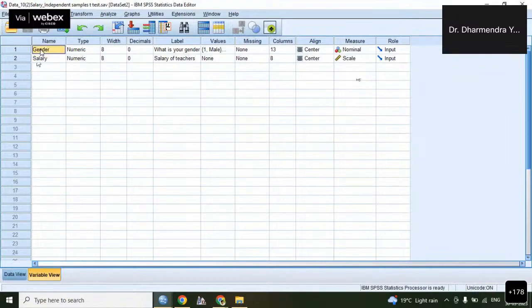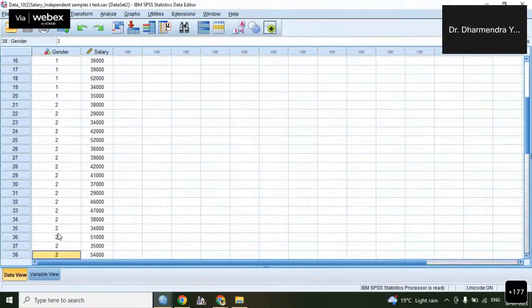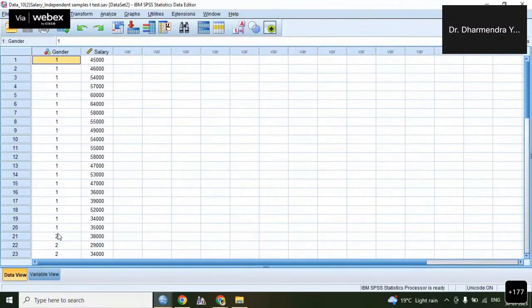Gender, we have two groups, male and females, and we want to test whether the average salary of both groups is the same or not. Then we have data. One means male. So we have 20 males, coded one, and their respective salary, and the other 20 females and their salary, right? This is our data for two independent samples. Now we want to test whether the salary of both groups is the same or not.